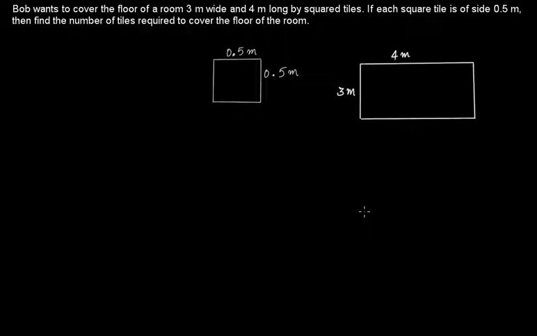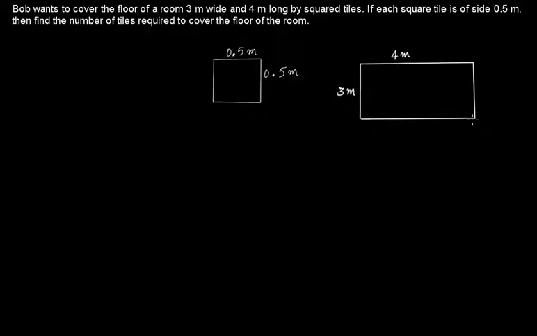Hi everyone, we have one more word problem on area. In this question, Bob wants to cover the floor of a room 3 meter wide and 4 meter long with square tiles. If each square tile has a side of 0.5 meter, then find the number of tiles required to cover the floor of the room.